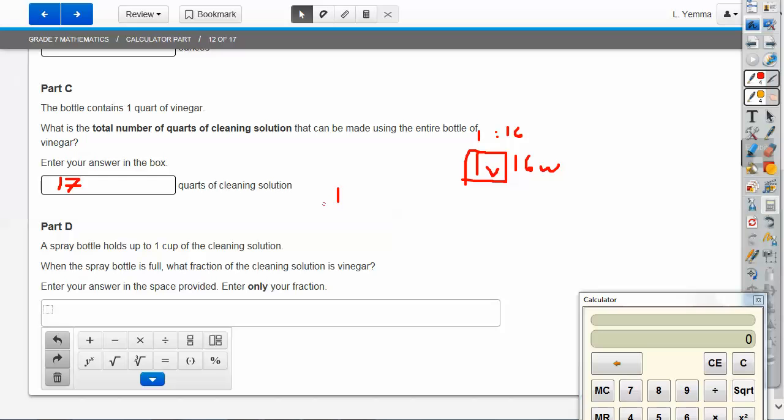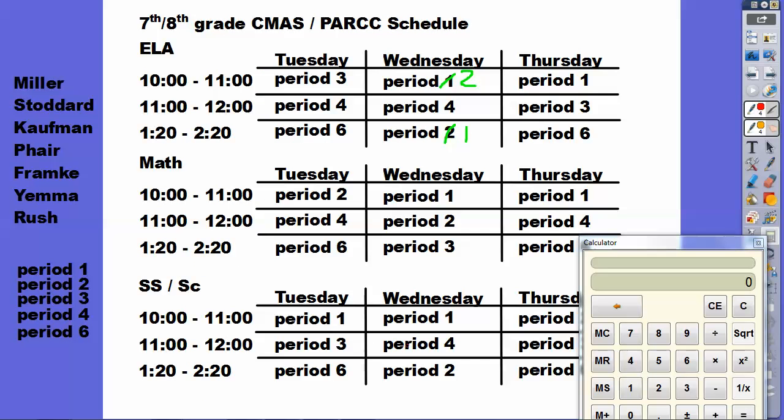Well, clearly it's 1/17 because it's the part over the whole. And so if I have 1 cup of cleaning solution, then I have 1/17 cups of vinegar. Good luck coming up with 1/17 of a cup of vinegar, but that's what you got. All right, moving on to the next problem.